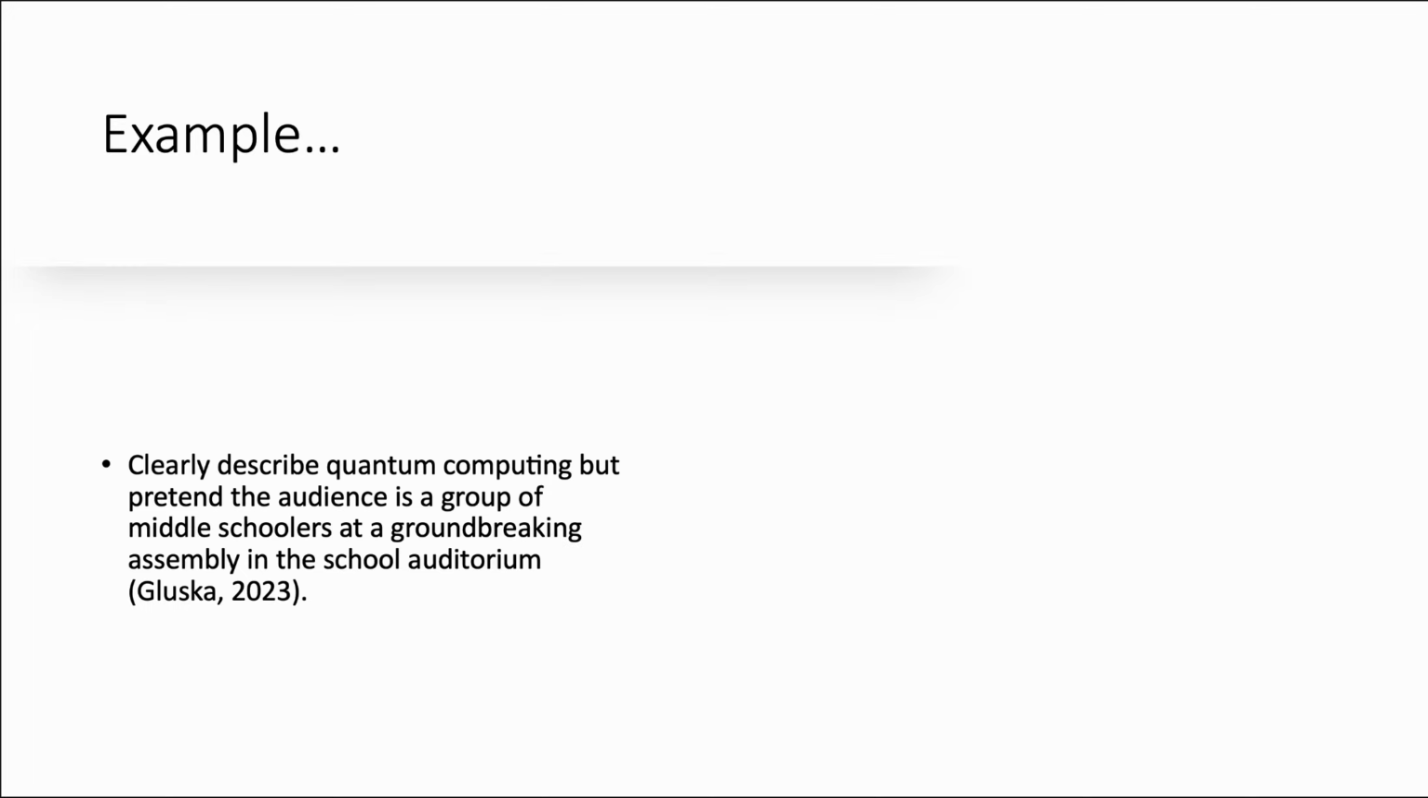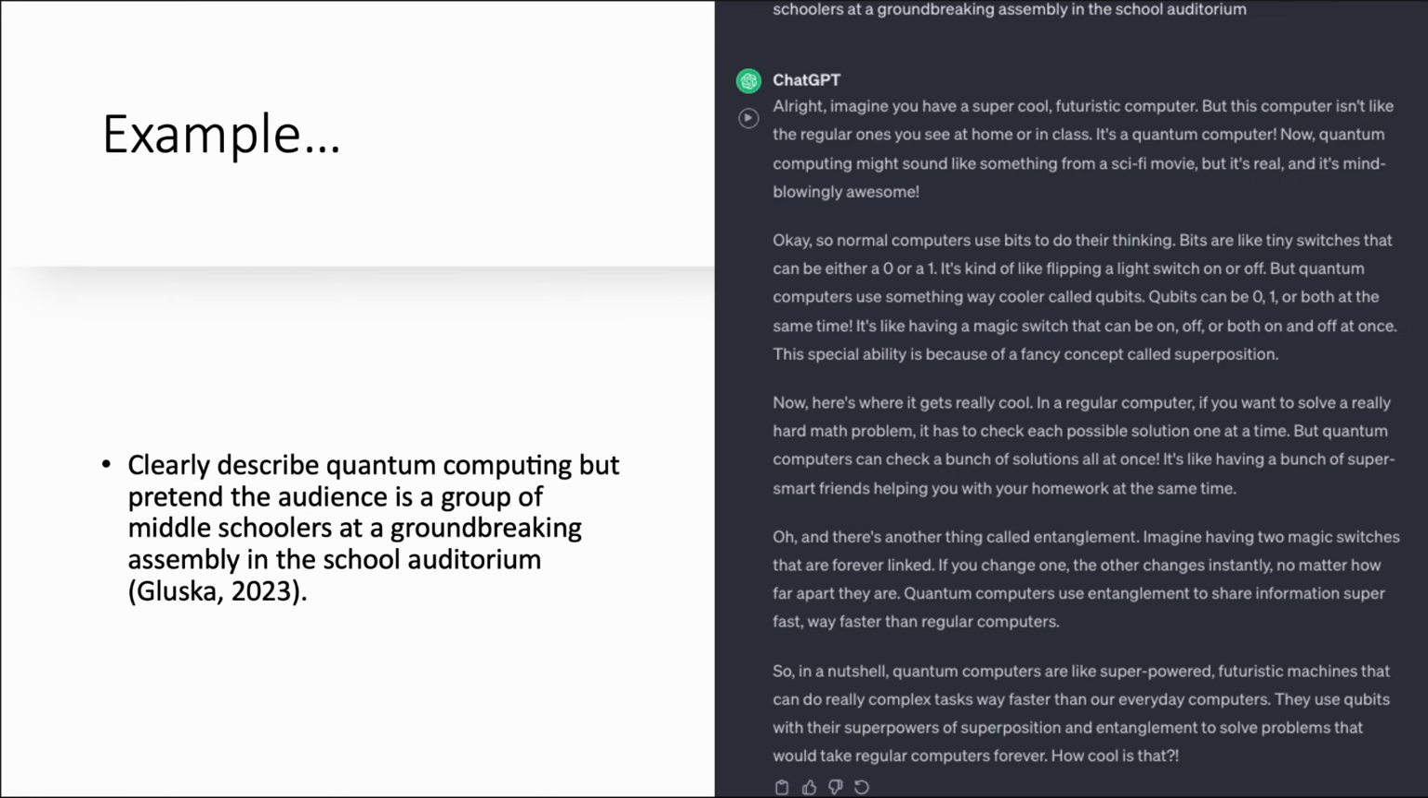Here is another example prompt. Clearly describe quantum computing, but pretend the audience is a group of middle schoolers at a groundbreaking assembly in the school auditorium. As you can see, this output has a contextual awareness in that the words and phrases used are in a way that could be understandable to middle schoolers.